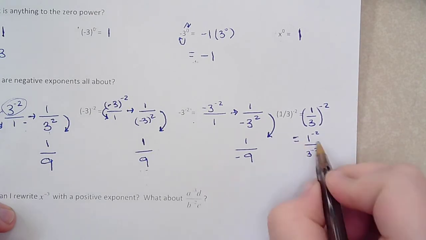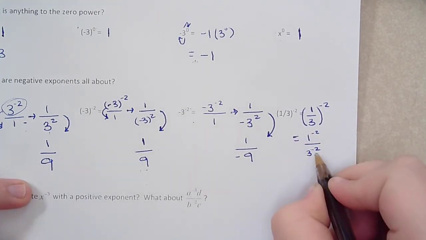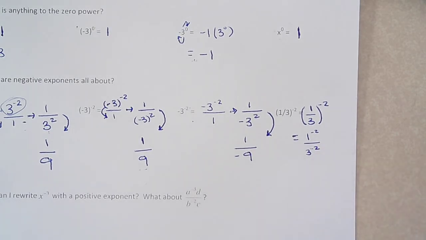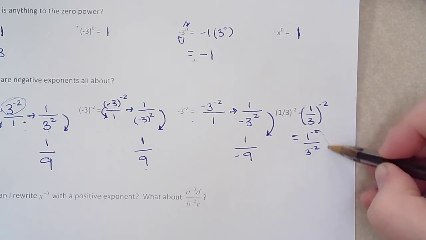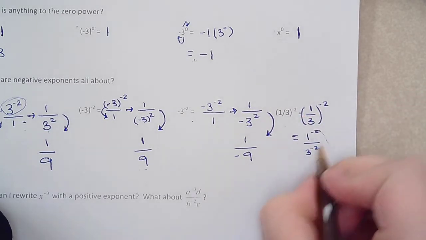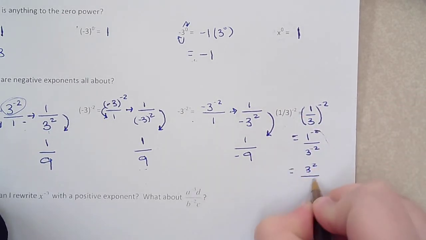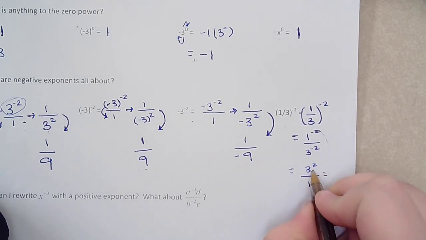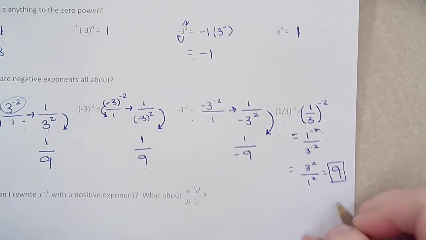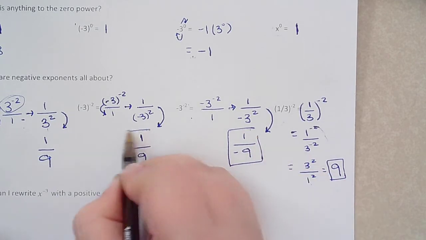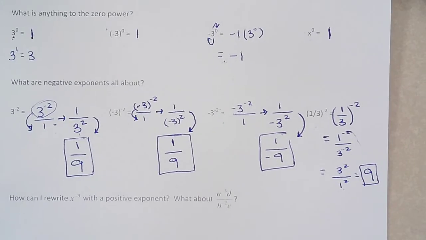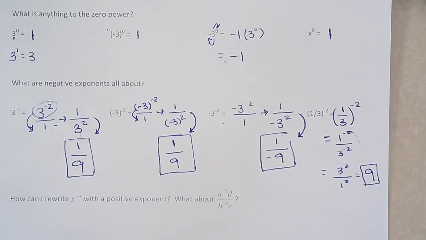To simplify this now, I have to flip both of them. The 1 goes to the bottom, and, believe it or not, the 3 goes to the top. The same way that a negative exponent on top will flip a number to the bottom, a negative exponent on bottom will flip it to the top. So this becomes 3 squared over 1 squared. And when I simplify that, it just becomes 9 over 1, or 9. So you can see how some of these problems, even though they're very similar, have really small differences.